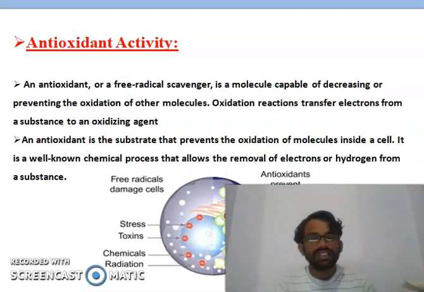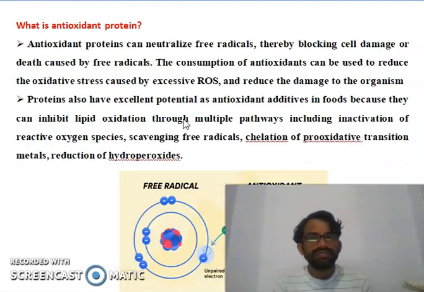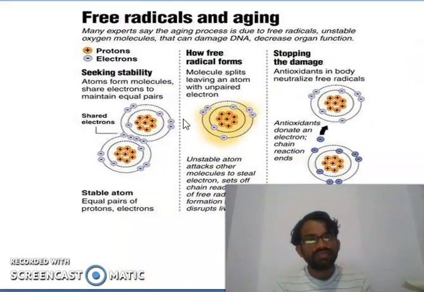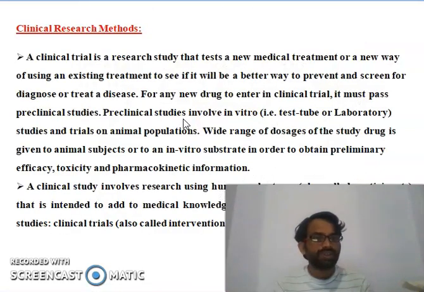Another topic is antioxidants. What is an antioxidant? You can find out, and you can do free radical experiments. You can see what an antioxidant is, what a free radical is, and aging. You can find that here also. And you can see how an antioxidant donates electrons and protons, how the radical is formed, and how damage is stopped.